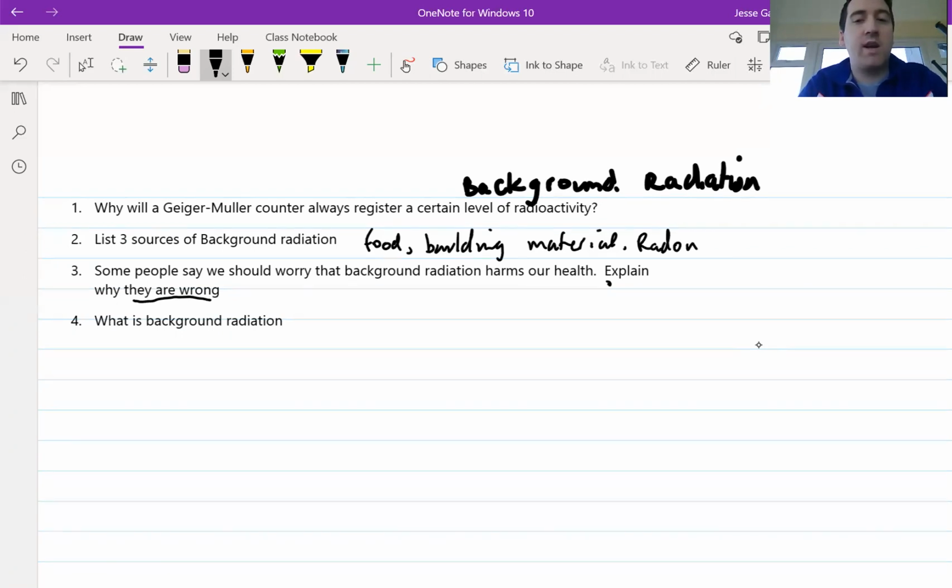What is background radiation? Okay, so background radiation is naturally occurring radiation from things like building materials, from cosmic rays that occur at a low level, which we do not consider a threat. Okay, so it's radiation all around us at a low level that we do not consider a threat. All around us, and it's not considered a threat.